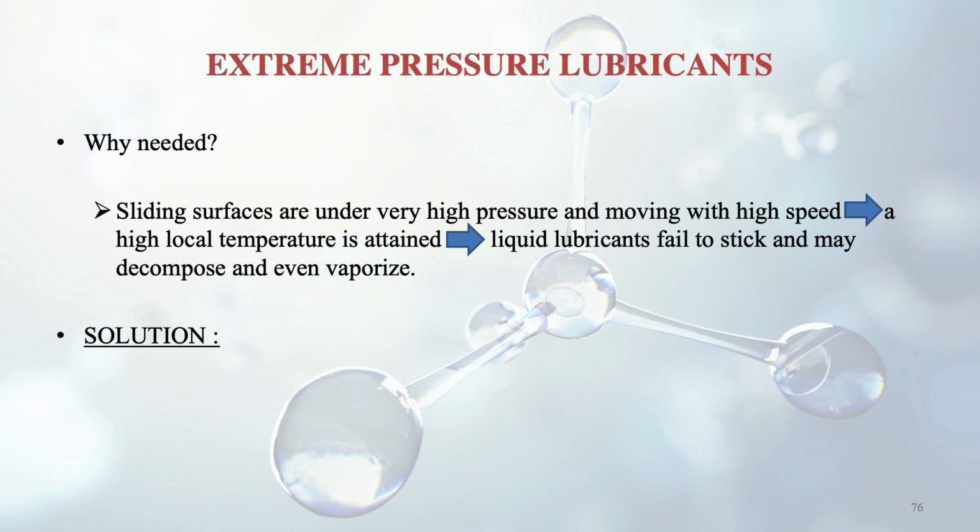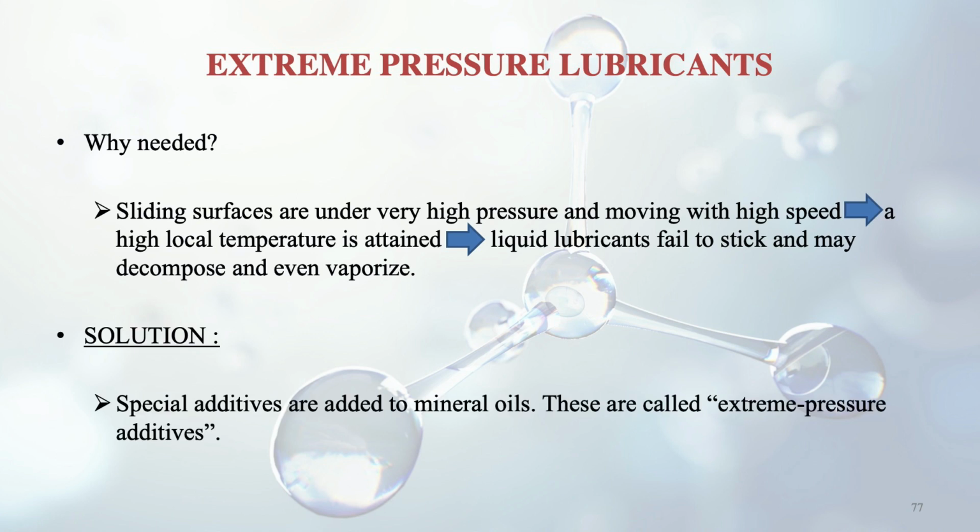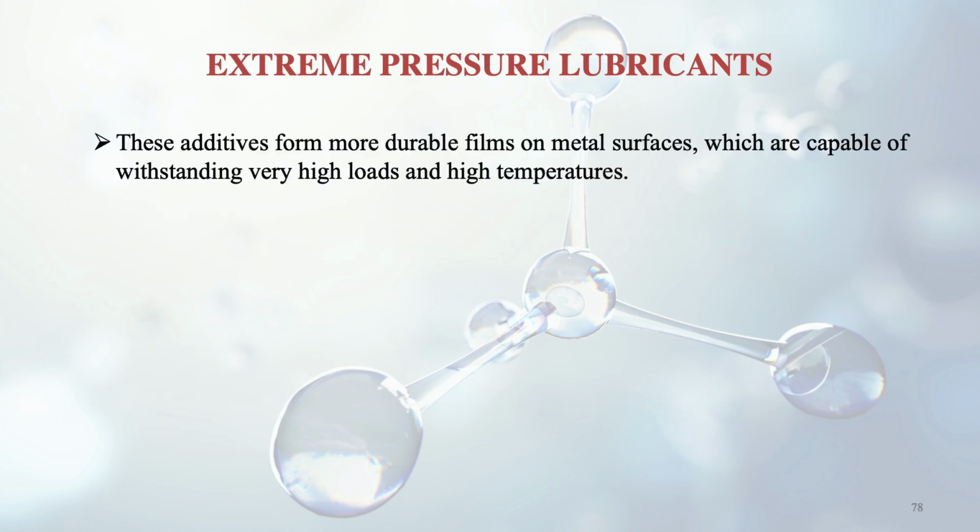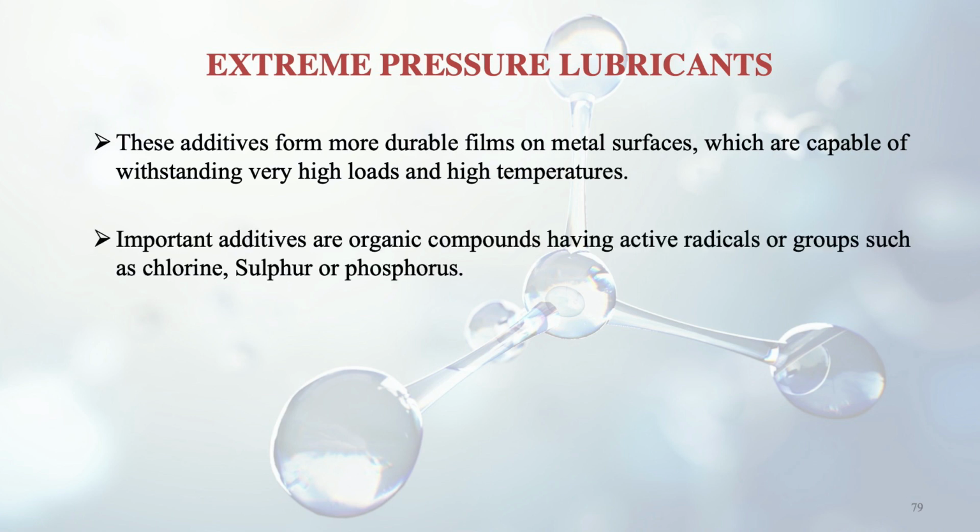The solution for this is that special additives are added to mineral oils, and these are called extreme pressure additives, and they form more durable films on metal surfaces which are capable of withstanding very high loads and high temperatures. There are certain important additives, like organic compounds which have active radicals, for example the chlorine radical or the sulfur or the phosphorus.